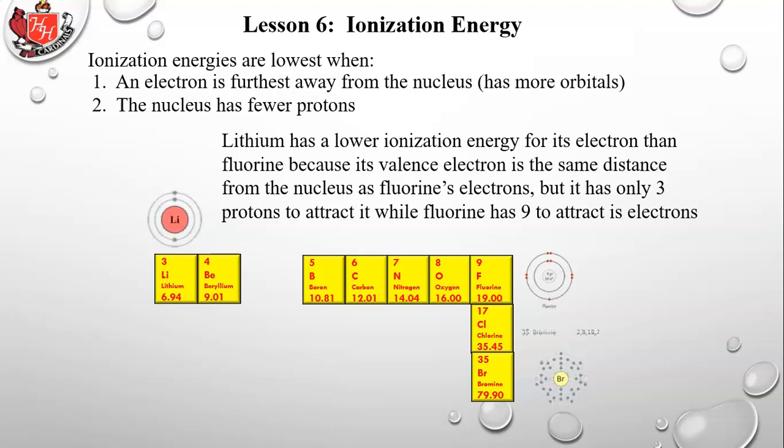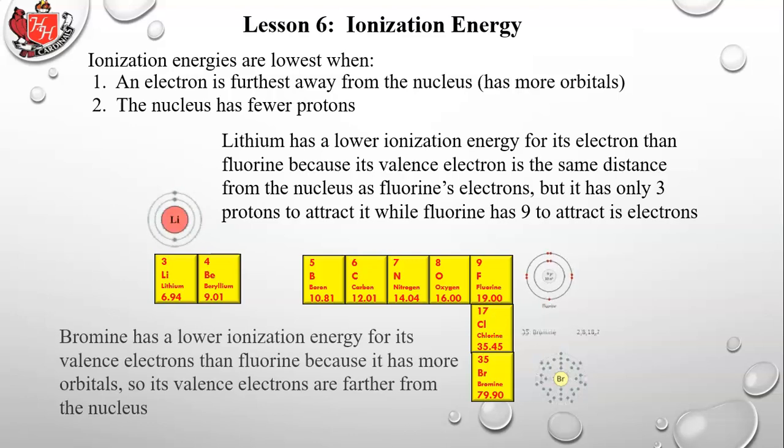So there's lithium, there's fluorine. Okay, so let's look at bromine. Let's look at the difference between fluorine and bromine. Bromine has a lower ionization energy for its valence electrons than fluorine because it has more orbitals. So its valence electrons are farther from the nucleus. This one's a little bit easier to understand.